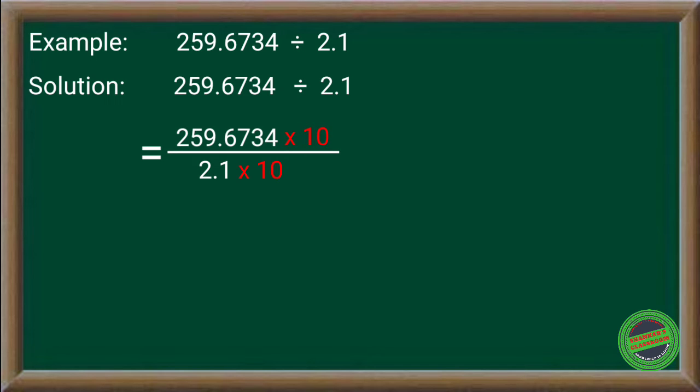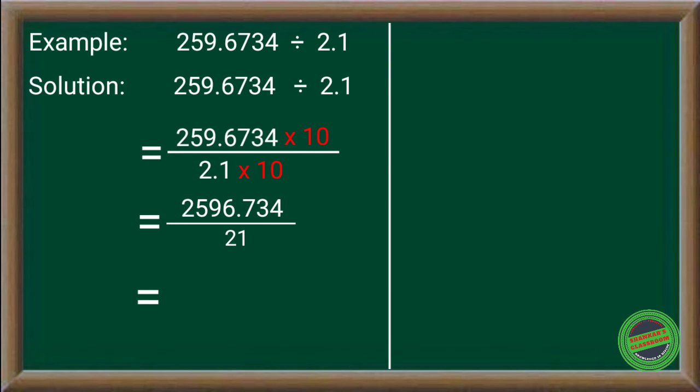So both the numerator and denominator are multiplied by 10, and then the numerator becomes, after multiplication, 2596.734, and then the denominator 2.1 becomes only 21. Now divide this numerator by the denominator, and then you get the quotient as the answer. And while dividing, keep it in mind that when you start to divide and finally get a remainder and there are no more digits further in the dividend to divide, then just insert some zeros and then continue to divide until you get the remainder 0.